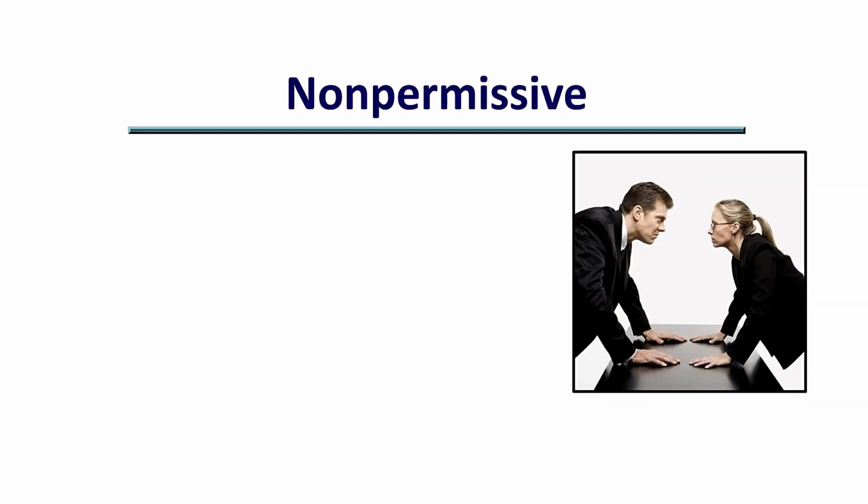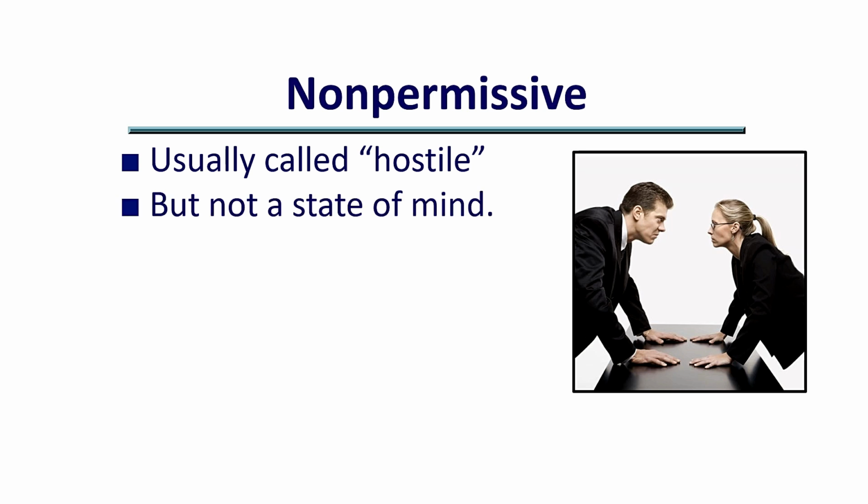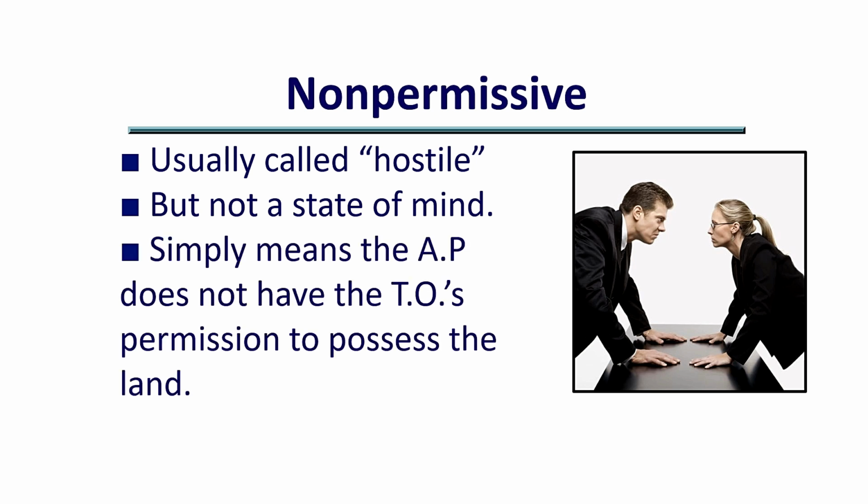Now, the final element of adverse possession is that it's got to be non-permissive. Often the courts, as I mentioned, will call this hostile, but don't take that literally. It doesn't mean that anybody is angry at anybody else or upset or has ill feelings toward anyone. Hostile simply means that the parties haven't given one another permission to occupy the land. It's not a state of mind. So whether the adverse possessor has permission to be on the land is critical to being a successful adverse possessor.